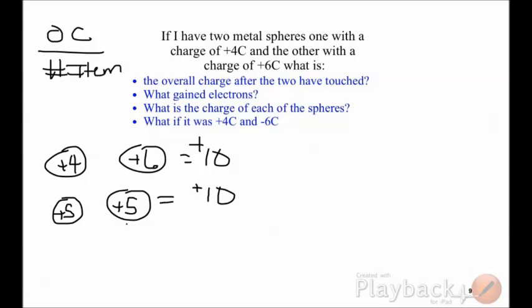And that will give you the charge in each. So the overall charge is 10, and the charge of each sphere is 5. Now question 2 asks you, which one gained electrons?